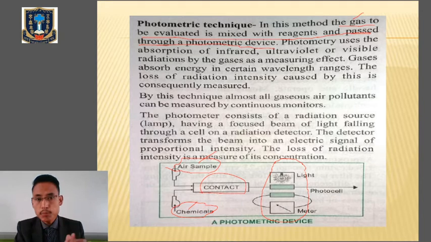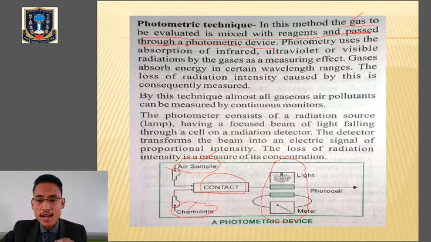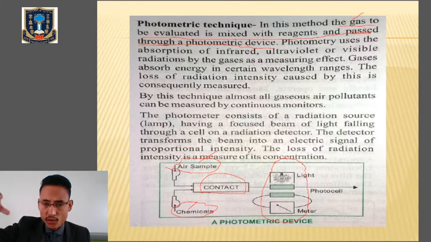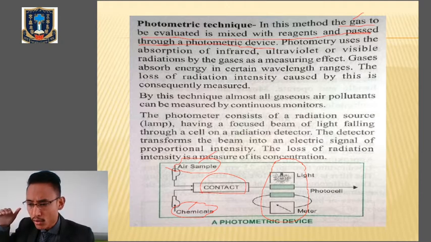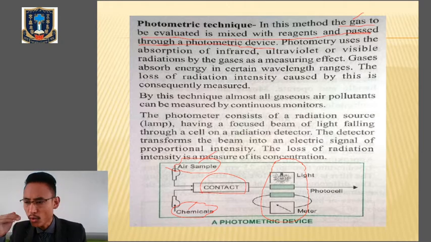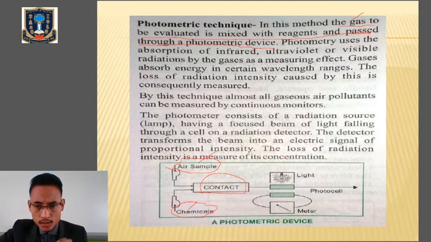So by the help of this photometric technique, almost all the gaseous air pollutants can be measured, can be analyzed continuously. Okay, so the photometer mainly consists of radiation sources. You can see over here, the radiation source is mainly giving the radioactive rays to the gases that are passing through the photometric devices. So in the given figure, you can see the photometer mainly consists of a radiation source, this particular one.